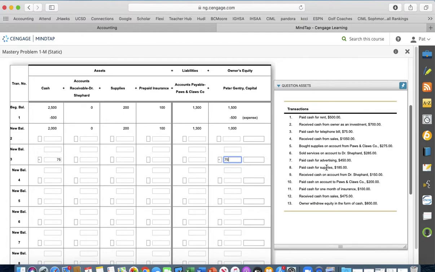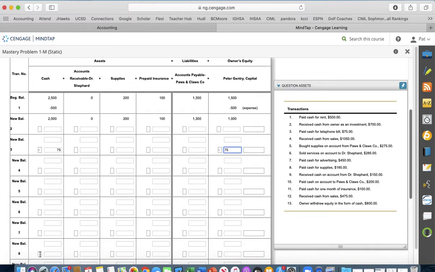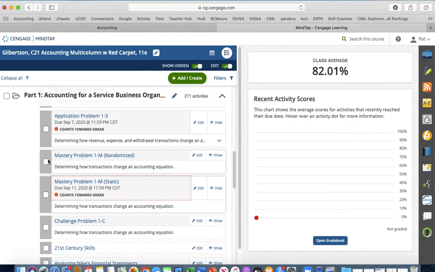Okay, when you pay cash for supplies, 185. Oops. Now supplies goes up 185. The two accounts on the same side, one goes down, one goes up. That means this side remains equal to this side. So we always have to have two accounts. One transaction has to have two accounts either going up or down, depending on the situation. Okay. Hope that helps a little bit.